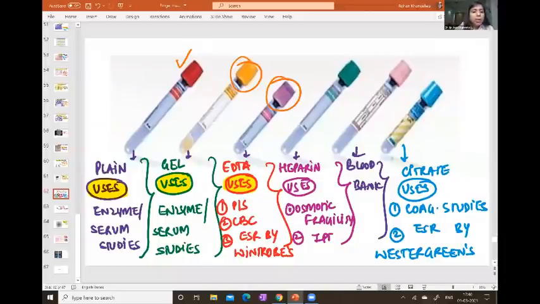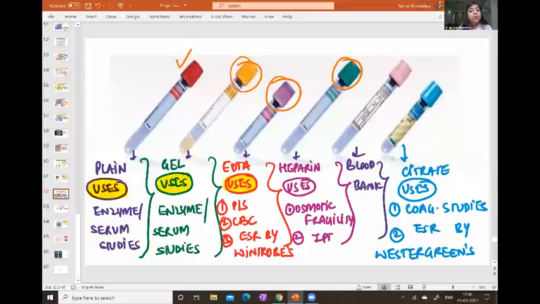This purple cap, you must have seen, is the most used in our labs. It contains EDTA. Why do you use EDTA? Because it chelates calcium. And for routine CBC or peripheral smear, or even ESR determination by Wintrobe's method, we use this lavender tube, right? Green cap contains heparin, right? Where do we use it? We use it for osmotic fragility or immunophenotyping. Pink cap is actually used in blood banking.